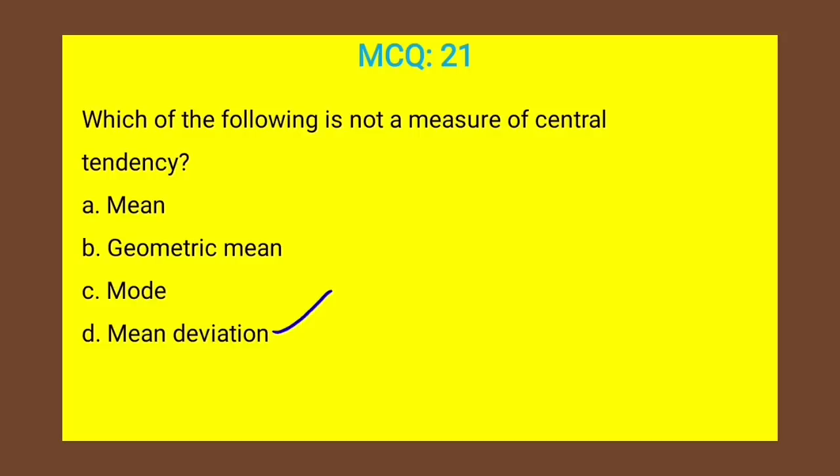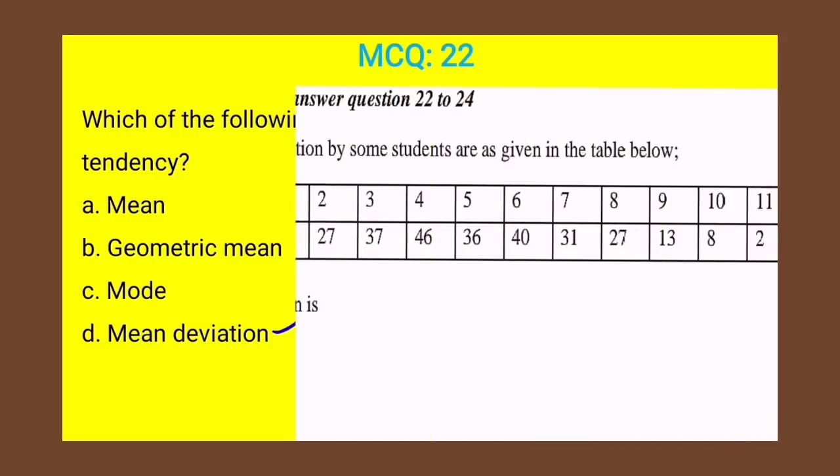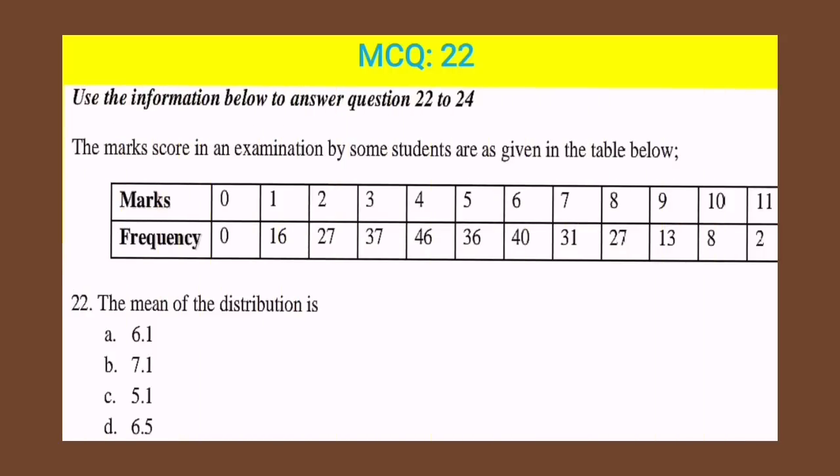Okay, so let's continue. That's mean deviation. Question 22 in part 2: use the information below to answer questions 22 to 24. The marks scored in an examination by some students are given in a table. We have marks from 0 to 11 as the maximum, and the frequencies range from 0 to 2, which are the frequencies for the various marks.